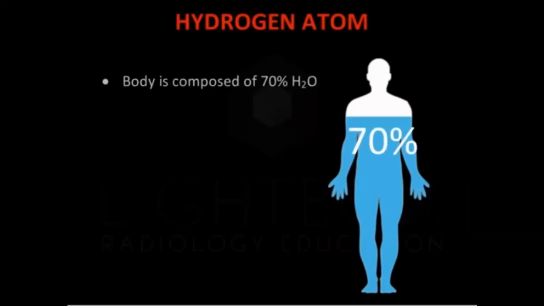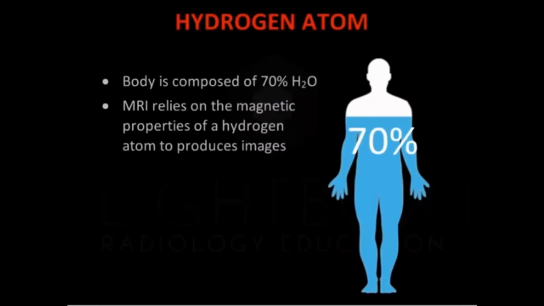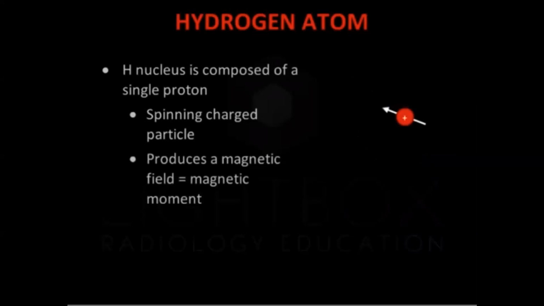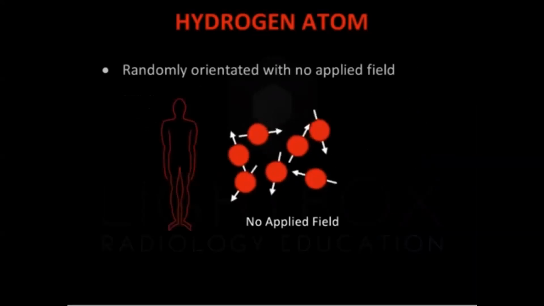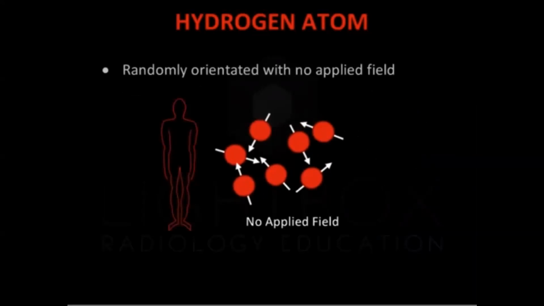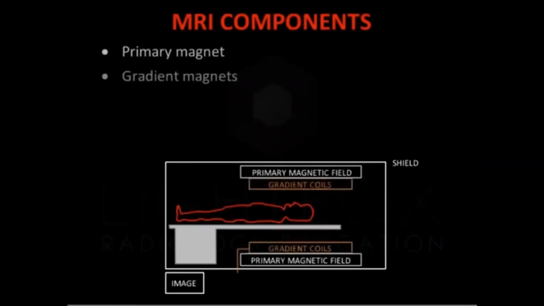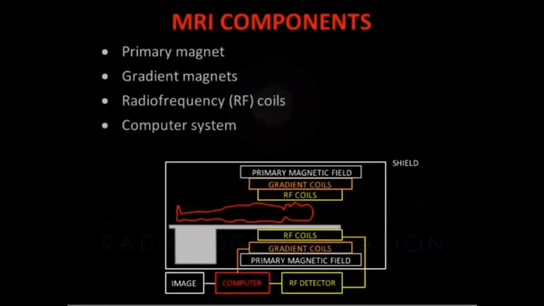The body is made up of 70% water, which is composed of hydrogen and oxygen atoms. MRI relies on the magnetic properties of hydrogen atoms to produce images. The hydrogen nucleus is composed of a single proton with no neutrons. As a spinning charged particle, this produces a magnetic field called a magnetic moment. Normally, the protons are orientated randomly, so there is no overall magnetic field. The components of the MRI system include the primary magnet, gradient magnets, radio frequency coils, and the computer system. MRI differs from imaging such as plain film radiography and CT scanning, as it uses magnetic fields and radio frequencies rather than ionizing radiation.